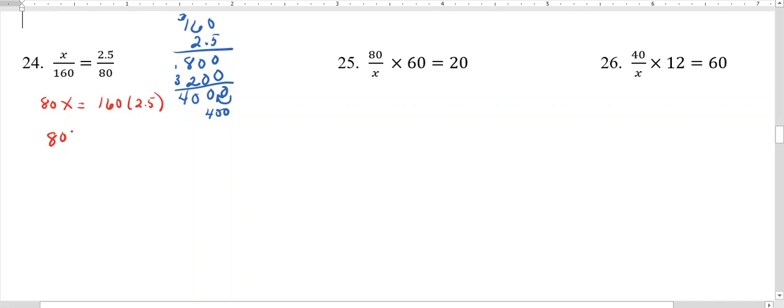So I have 80x equals the 400 that I got over here. Again, back to dividing by what's with x. So I'm going to divide by the 80, divide by the 80. Again, I've got a 0 on top and a 0 on bottom, and I have 40 divided by 8. If you think about it, 8 times 5 gives me 40. So if I divide both by 8, I'm going to get 5. So x equals 5.